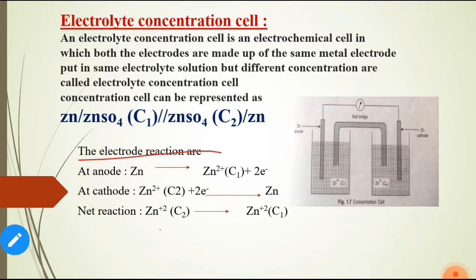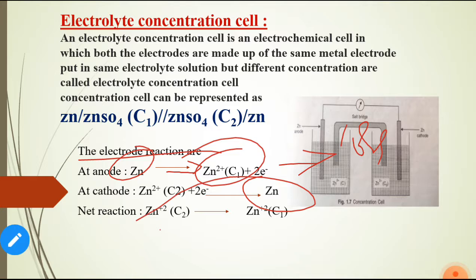For the anode, we all know that the loss of 2 electrons will take place. Here zinc moves to the zinc plus 2 state, meaning the loss of 2 electrons takes place. Whereas at the cathode, zinc plus 2 gives rise to zinc, meaning the gain of 2 electrons will take place.